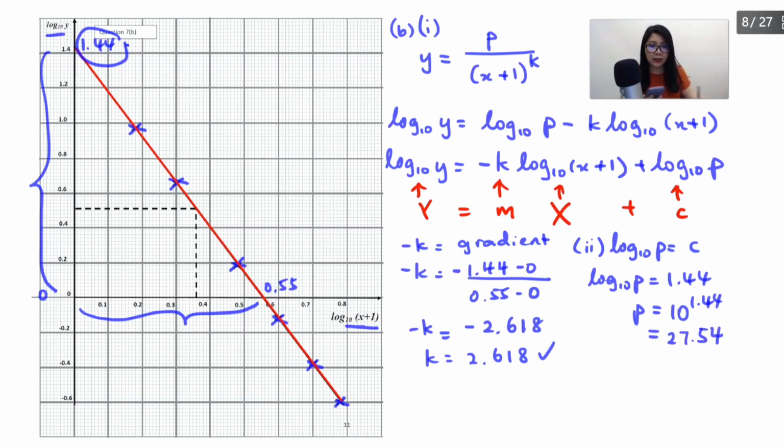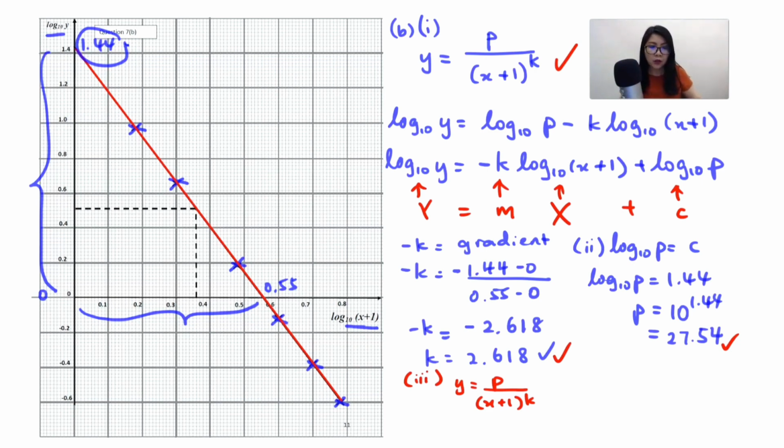Okay, so lastly is, what is y when x is equals to 1.3? Yeah, so I'm going to use another color pen. Okay, so I try to use a space here. Okay, so I'm going to sub it into the original equation, which is this one. y equals to p over x plus 1 whole thing to the power of k. So I'm going to substitute my p that I've gotten just now, which is 27.54, and I'm going to substitute my k, which is 2.618. Okay, and then I'll be able to get the answer.